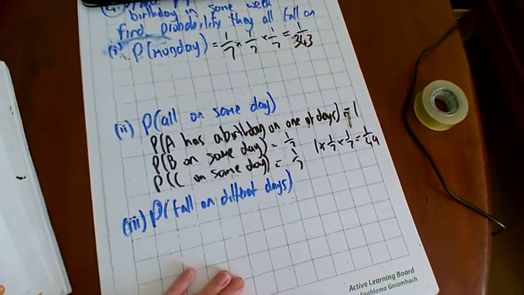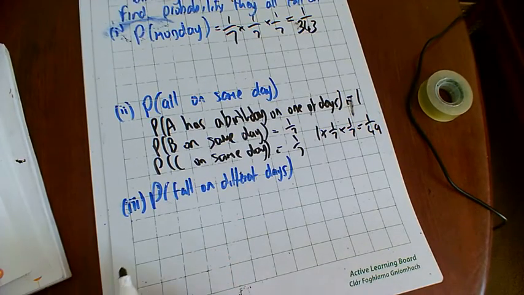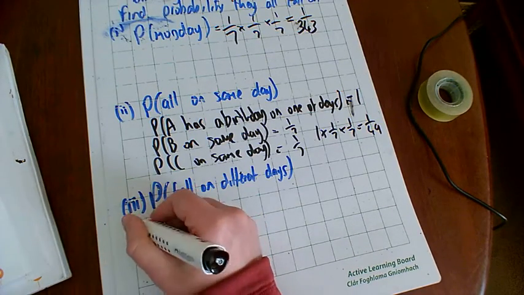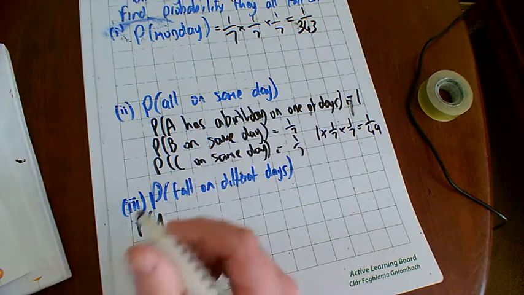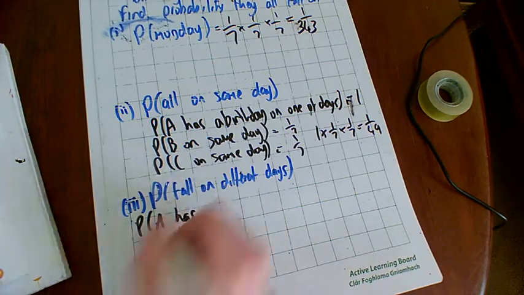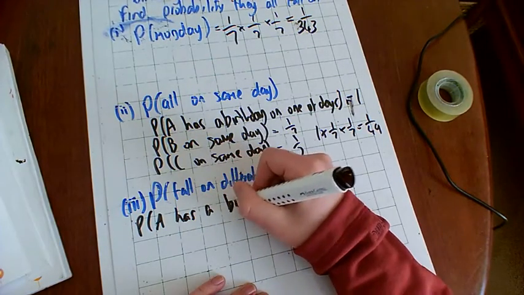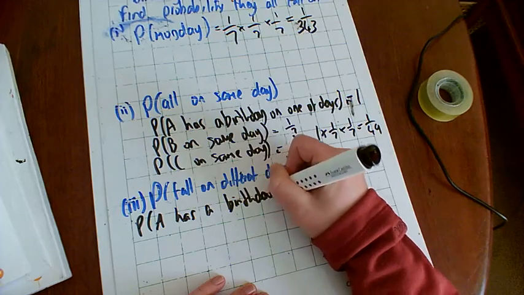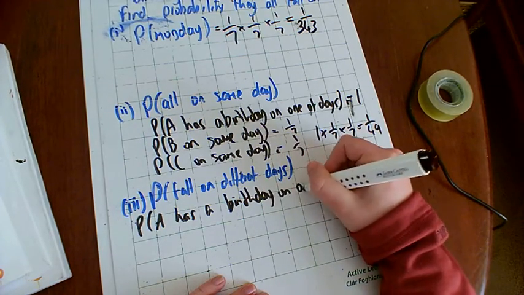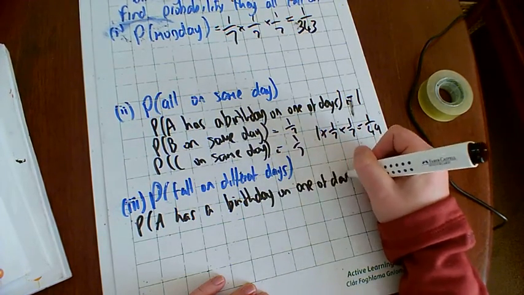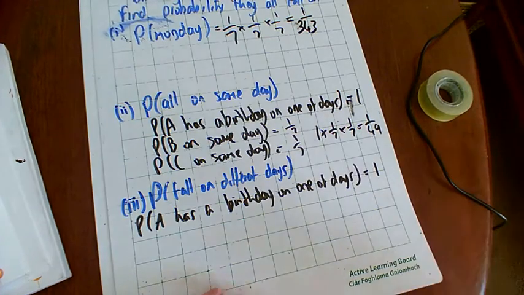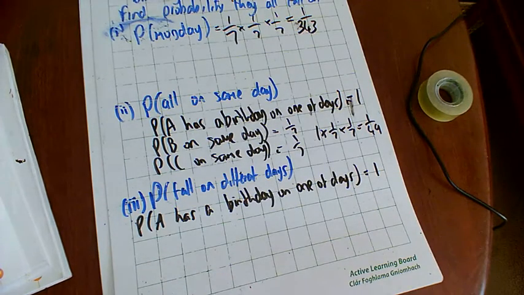And it's similar to the last part. Probability that they fall on different days. Again, we'll go A, because it's alphabetical order. The probability that A has a birthday on one of the days equals 1 again. A has to have his birthday on one of the days. It tells you that he has his birthday that week, so it's one of the days.